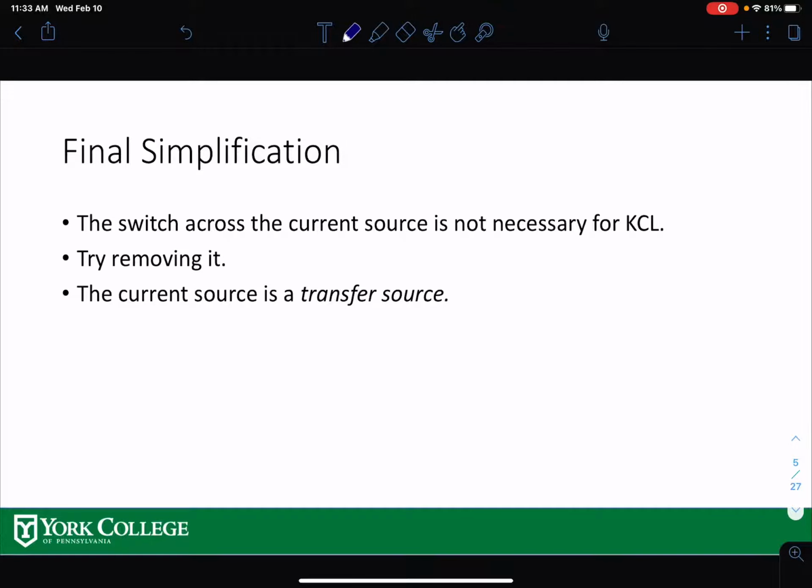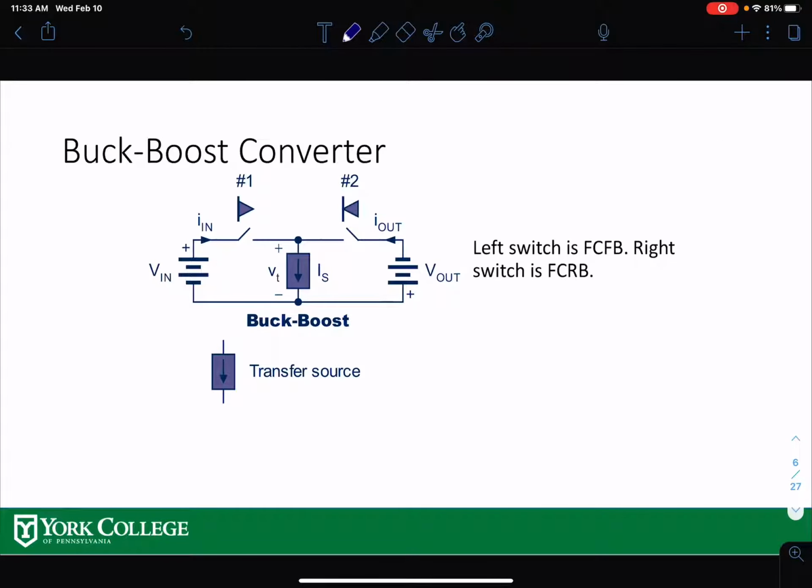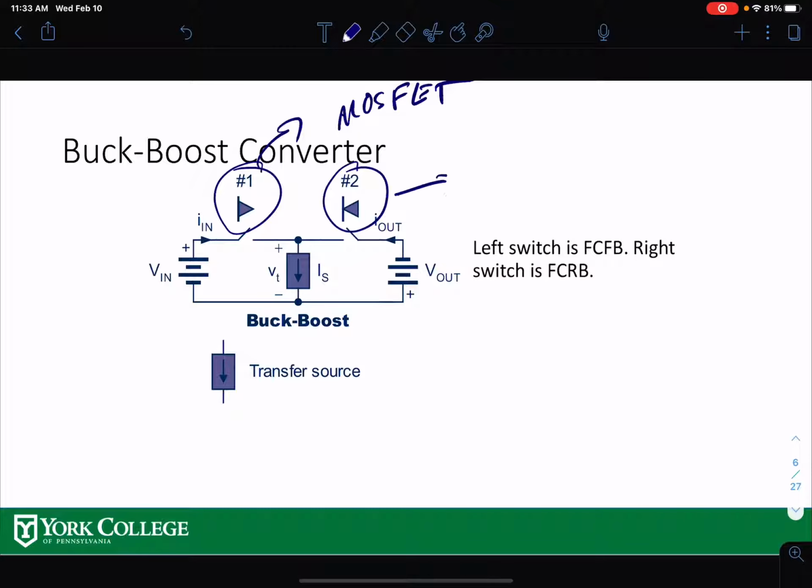So that is your buck boost converter. This switch could be forward conducting, reverse blocking, which basically any MOSFET can do. And this would be forward conducting, reverse blocking, which any diode can do. So this would be a MOSFET, or BJT, or even IGBT. This is a diode over here, and this is an inductor. Those are the basic things.